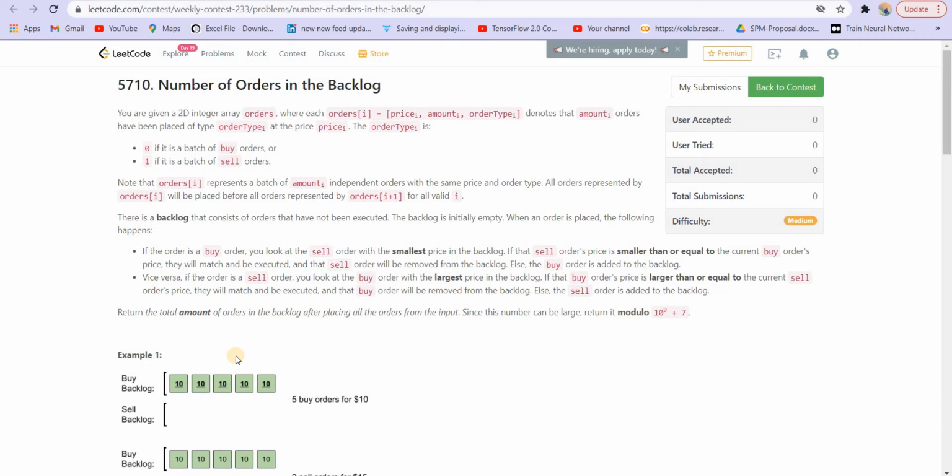Denotes that the amount of orders have been placed of type order type, and the price this much. The order type is 0 if it is a batch of buy orders, or it is 1 if it is a batch of sell orders. Note that order i represents a batch of amount i.